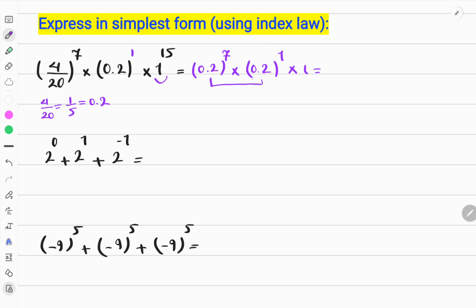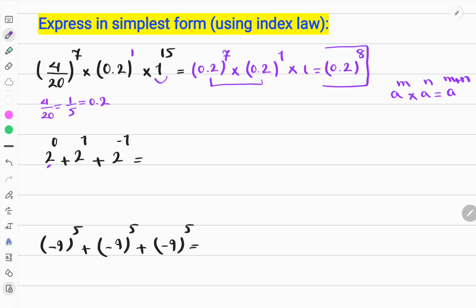And according to the product rule, when we have a common base, we can add exponents. Okay, so 2/10 raised to the 8. This is the final answer of the first question.